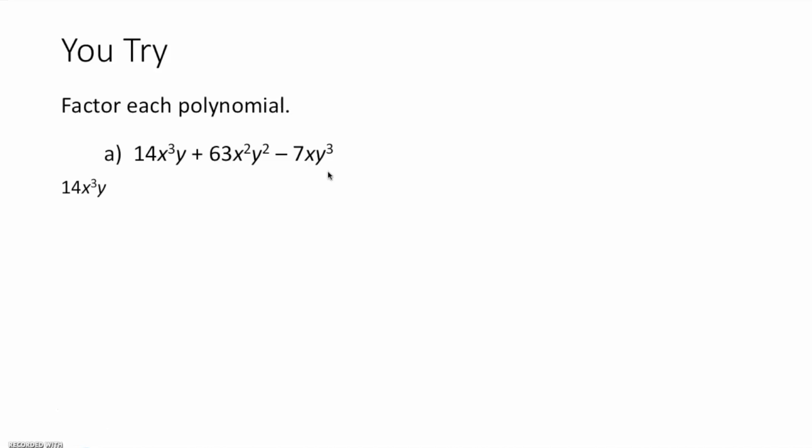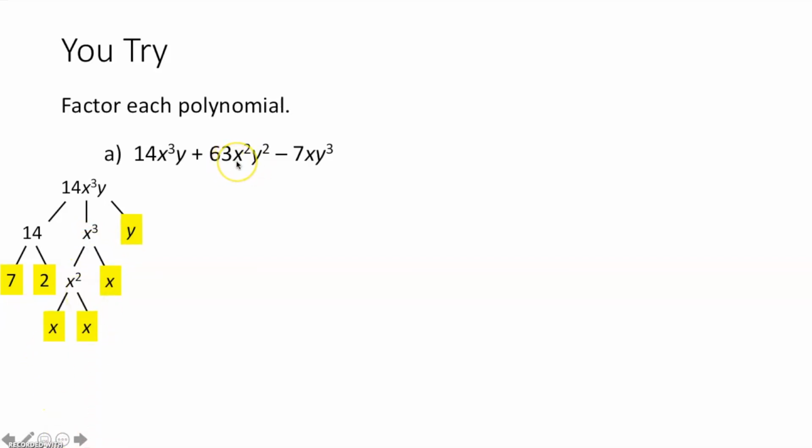Okay, same thing here. So we start with our first term. This has a coefficient and 2 variables, so we break this up 3 times: 14, x cubed, and y. The 14 we can break up into 7 and 2. The x cubed, again, you can break up into x times x times x, or you could go x squared times x, and then break up the x squared into x times x.